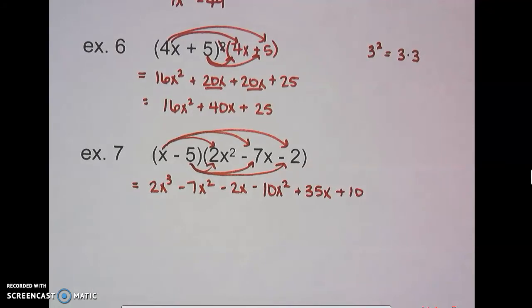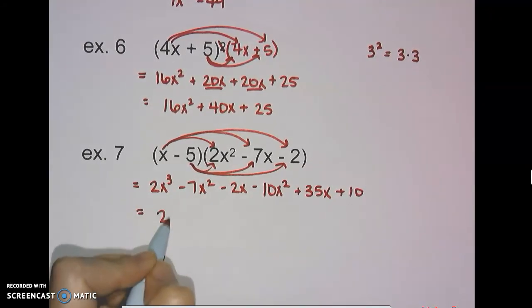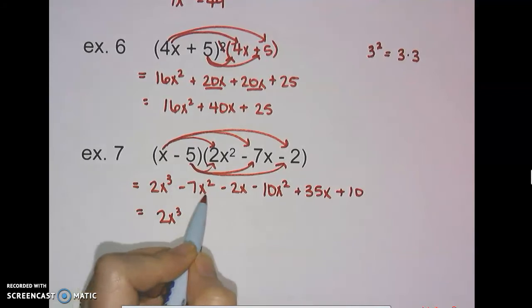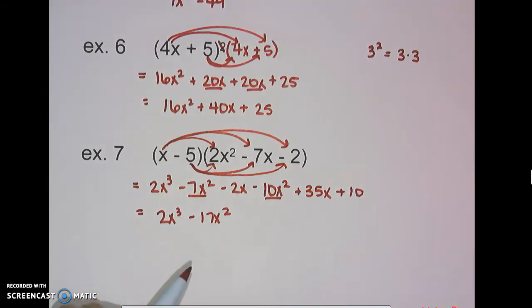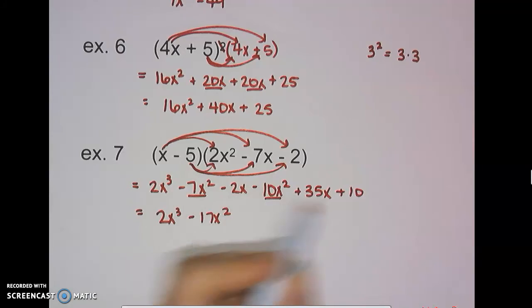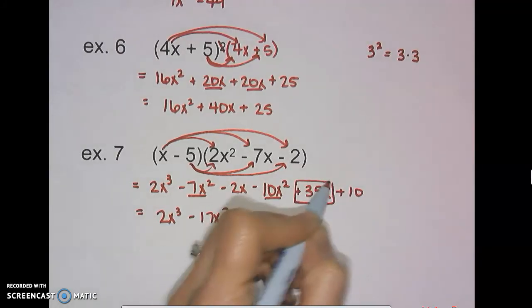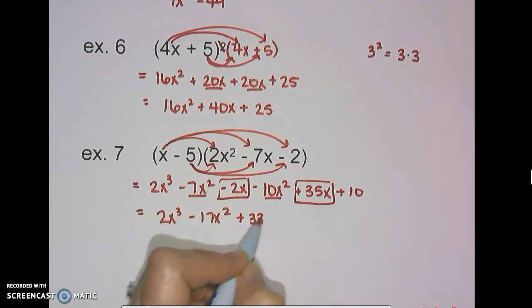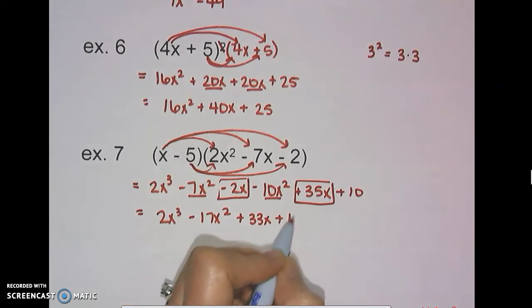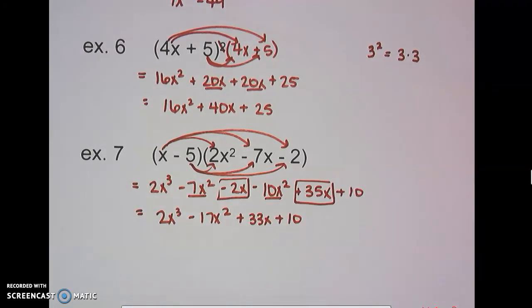So now that we have this, we're going to put it into standard form. So we have 2x cubed. Our x squareds are like terms, so that's going to be minus 17x squared, or negative 17x squared. Our x's are like terms. So that means we're going to have a positive 33x. And then we have that positive 10 that's just hanging out by itself.